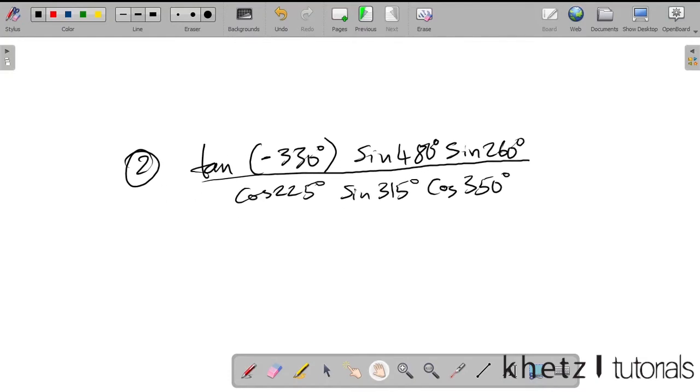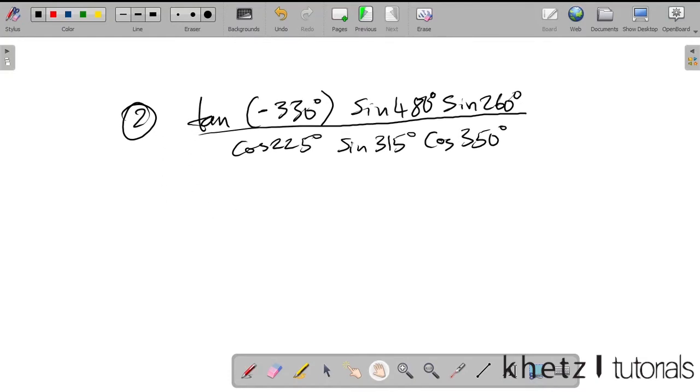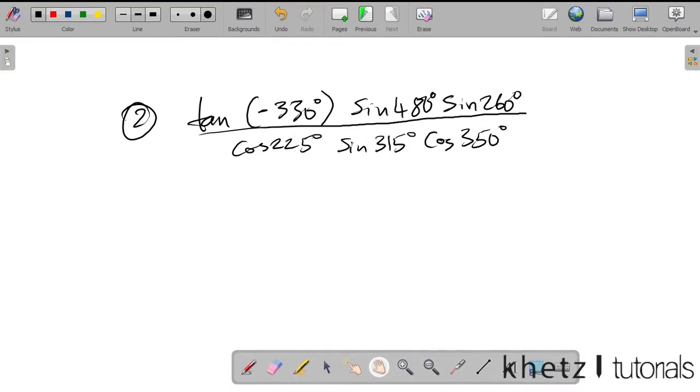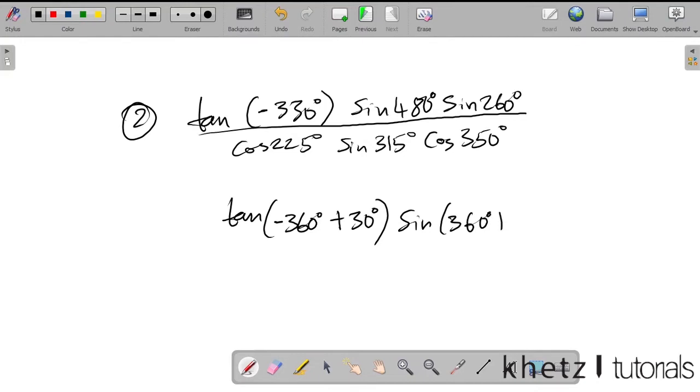Then you have cosine of 350 degrees. Now, whenever you see these funny looking angles, just relate them to the nearest angle, or see how much you can add or subtract to the nearest angle. So, for example, here you have negative 330, you'll notice that from negative 360, you can just add 30 degrees. And here you have 480, you notice that from 360, you basically add 120 degrees.